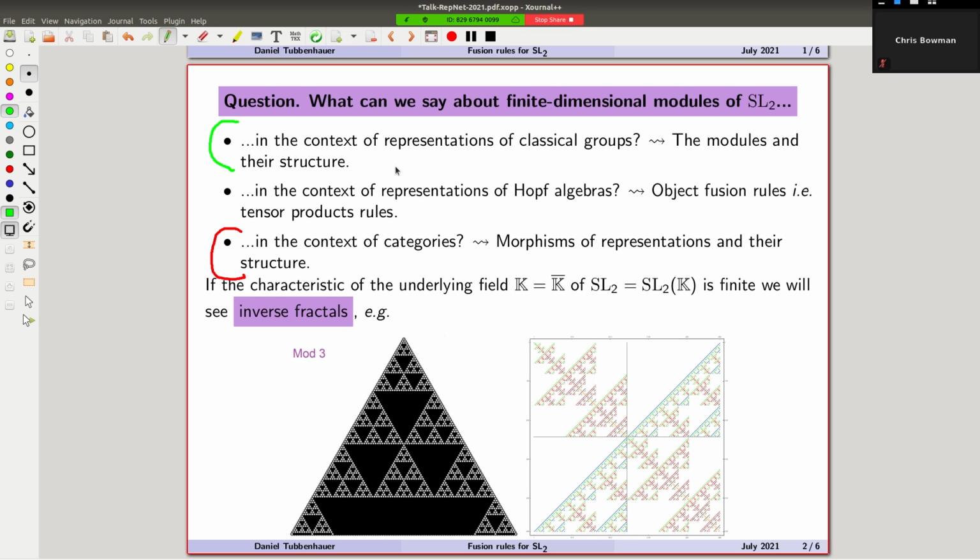Most of this is well known, and most of this is a character computation. You want to write down your natural objects, and you would like to know their characters. That's the standard question you ask here.